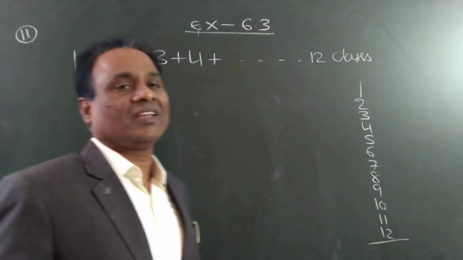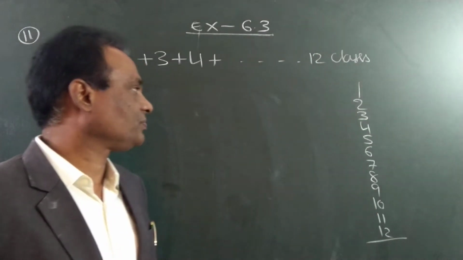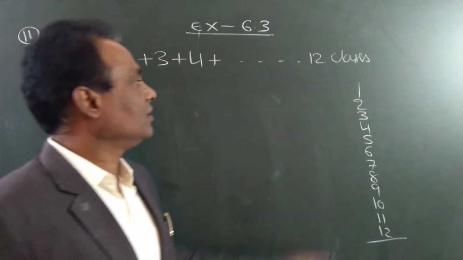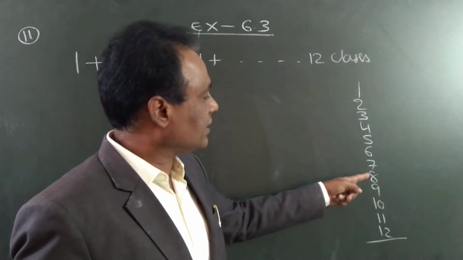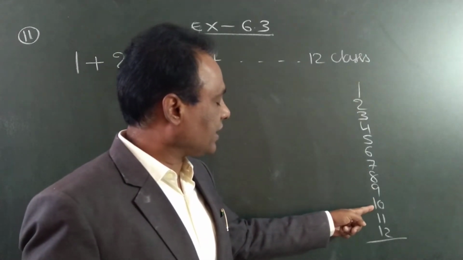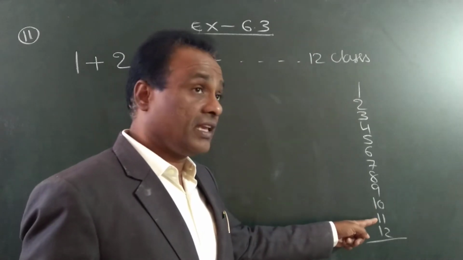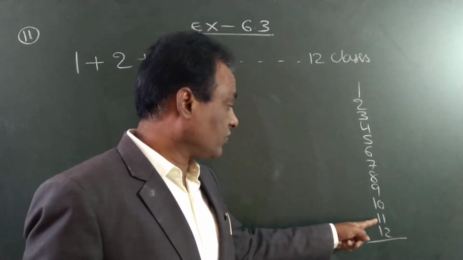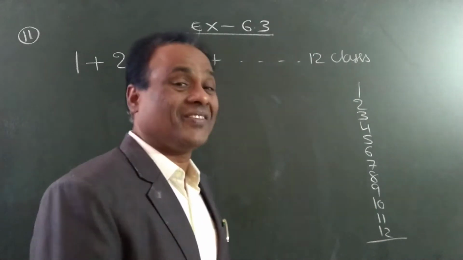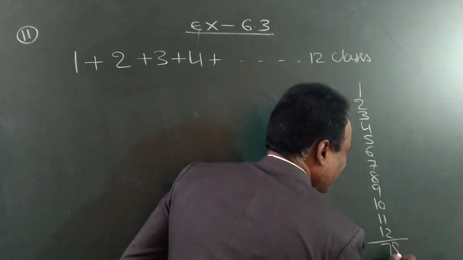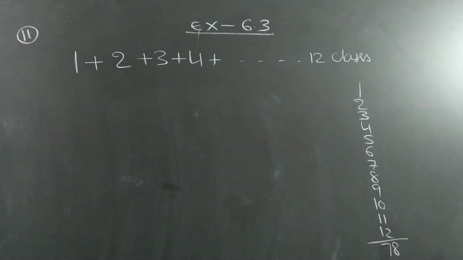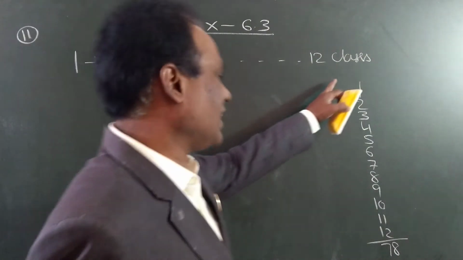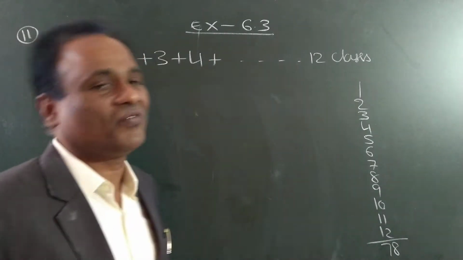How many trees will they plant in total? 3, 6, 10, 15, 21, 28, 36, 45, 55, 66, 78 trees they will plant. They will plant totally 78 trees. But we should not do like this. We have to use the formula.